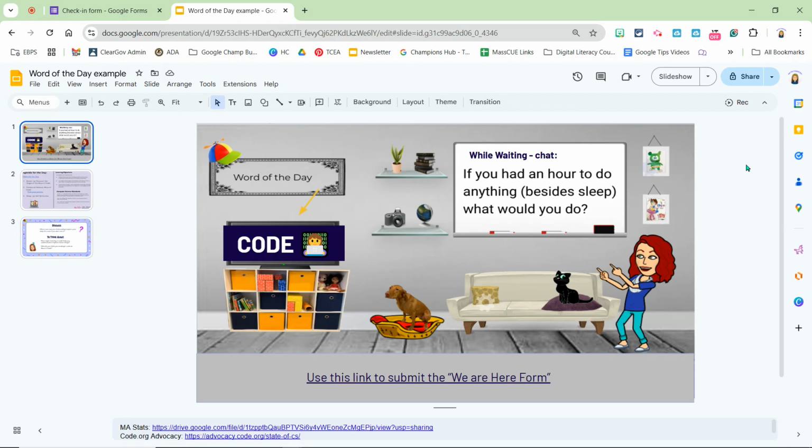So you'll notice this is a lesson from my good friend Lori Cullen, computer science teacher over in Raynham Public Schools. And this is how she starts her lesson. The students walk in and notice there's a word of the day on her slide. The kids come in, and while they're waiting, they can chat with each other. They have a word of the day that's appearing on the slide.